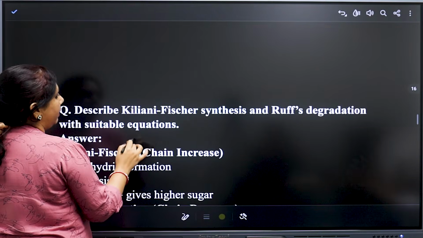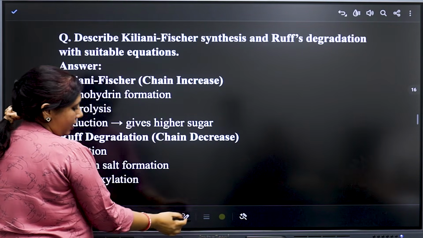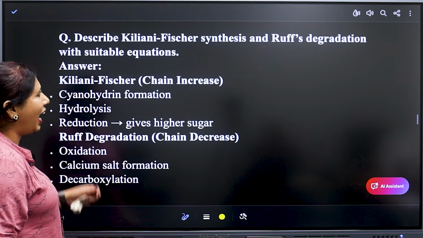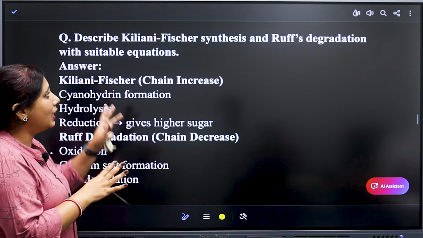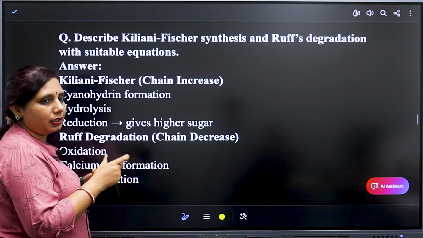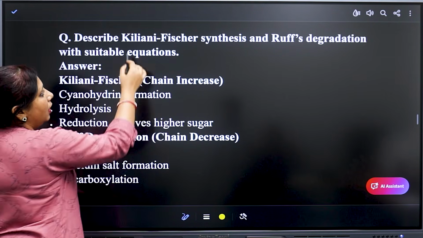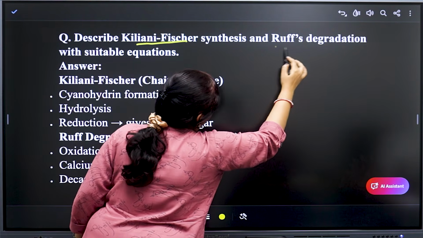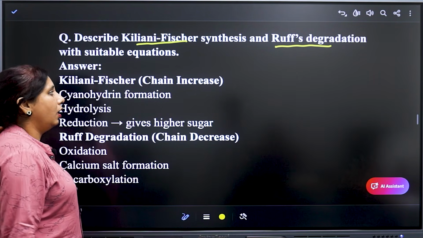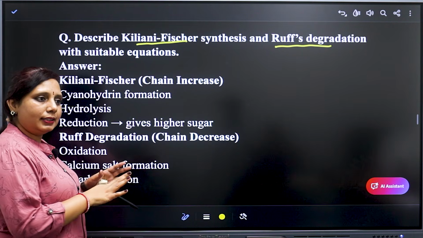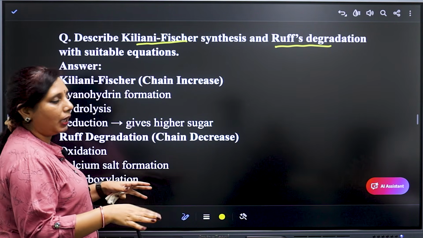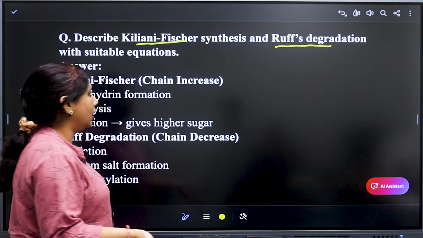Let us see the next question. Kiliani-Fischer synthesis and Ruff's degradation. Actually this question can be asked for 6 marks, like part in long answers, that is for Kiliani-Fischer synthesis separately and Ruff's degradation separately. So both are very important. These can be asked into 2 different parts or combined into one answer also.